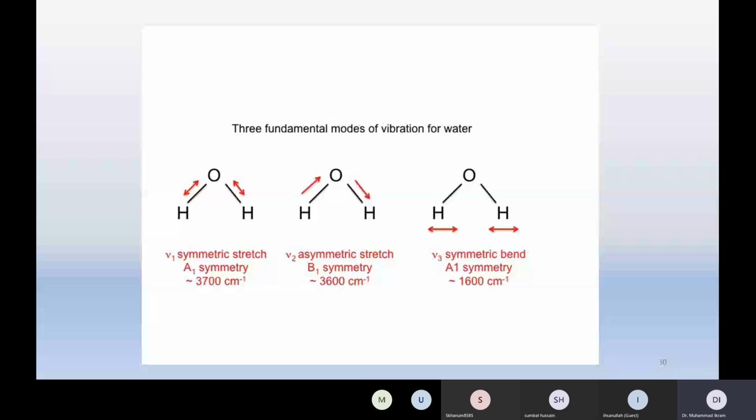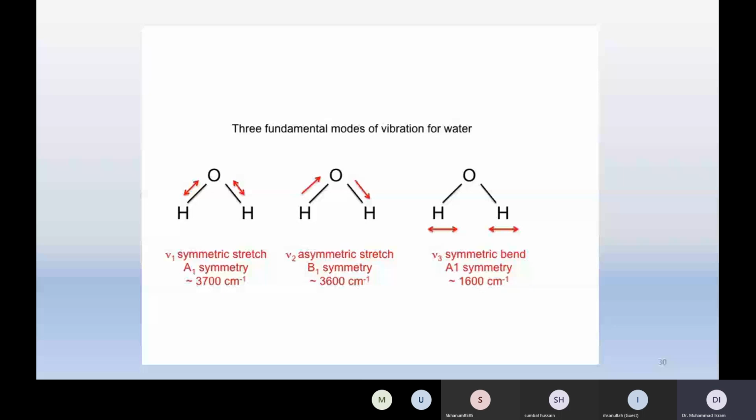Now these three show vibrations, and they have specific frequencies which are observed in the IR regions, like 3700 per centimeter and 3600 per centimeter for the asymmetric stretch, and 1600 per centimeter for the symmetric bend. So we will calculate this and derive how these arise.